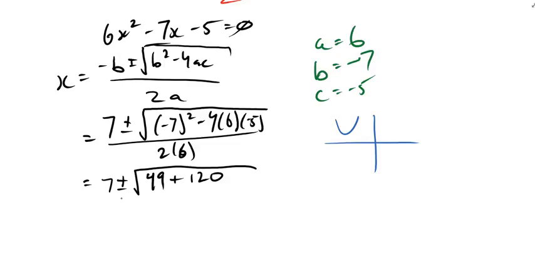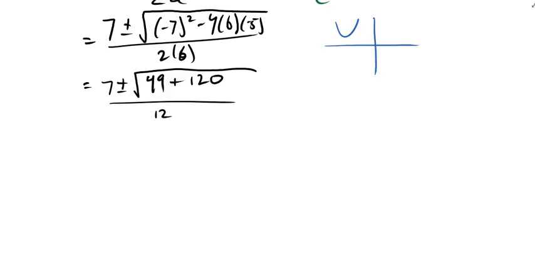Yes? Right. 2 times 3 times 4 is the same as 3 times 4 times 2 is the same as 4 times 2 times 3. Order of multiplication does not matter. Okay. 49 plus 120 is square root of 169 over 12.